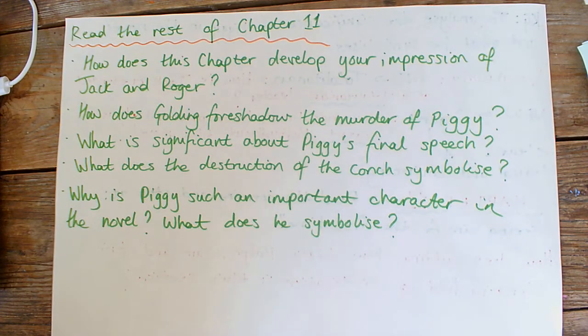So now that the conch is shattered and broken just like Piggy, what does that now symbolise about what's happened on the island? And why is Piggy such an important character in the novel? What does Piggy himself symbolise? Okay? So, if you can just send me a picture of your answers to these questions.